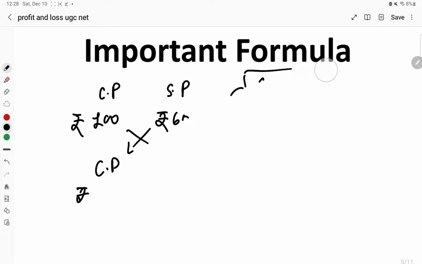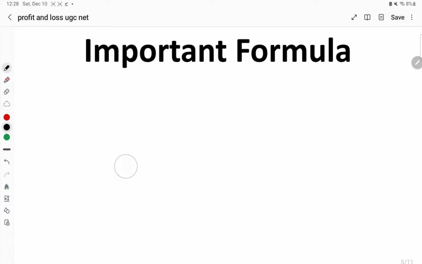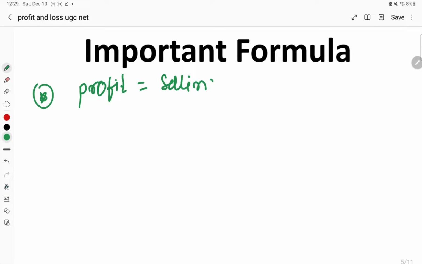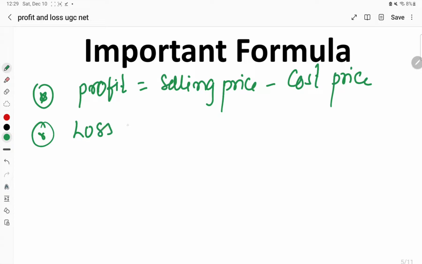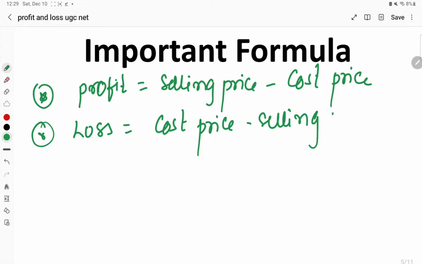Now let us discuss some of the important formulas regarding profit and loss. So the very first formula, that we have already seen, will be profit is equal to SP, that is selling price, minus cost price. The second formula is for loss. Loss is equal to cost price minus selling price. These are the two formulas.